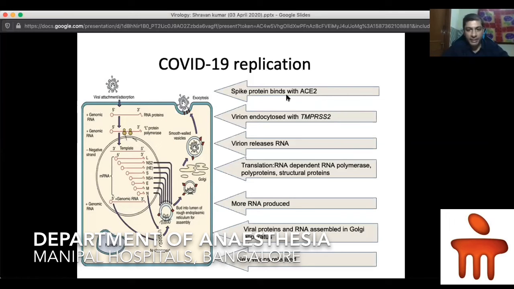Once the virion is released, there is the translation of the genomic structure with the help of an RNA-dependent RNA polymerase. Because this is an RNA virus, it is RNA dependent. And the RNA polymerase is required for translation of not only the genome, but the structural proteins as well. Finally, when the whole translation procedure is completed, we have multiple RNA which are pure genome and also the viral protein structures. Finally, all of them are assembled with the help of the Golgi apparatus, and with the help of the exocytosis, there is budding and release of the new virion.